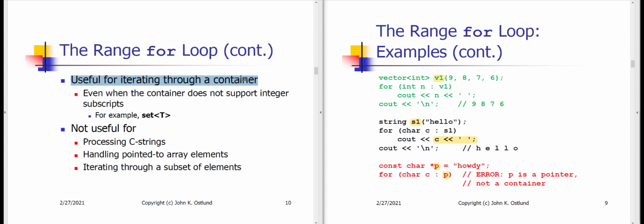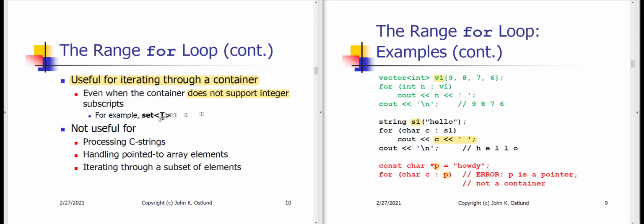Now, one of the cool things about range for loops is that you can iterate through containers even when the container itself doesn't support integer subscripts. It may not seem like a big deal that we can step through the elements in an array, a vector, or a string, because we can subscript all of those things. We can say array sub 0, vector sub 0, string sub 0. We can use integer subscripts.